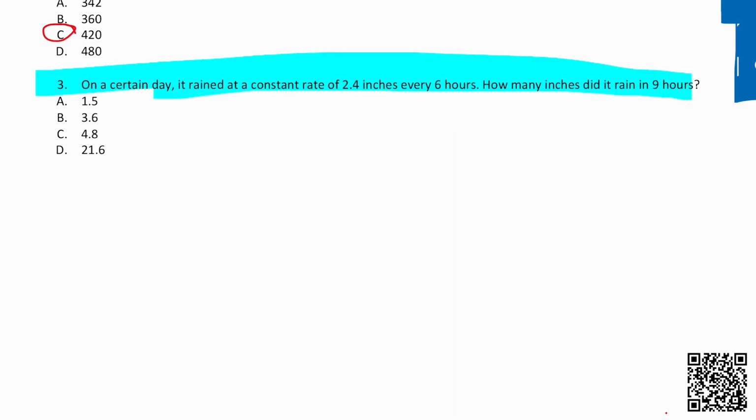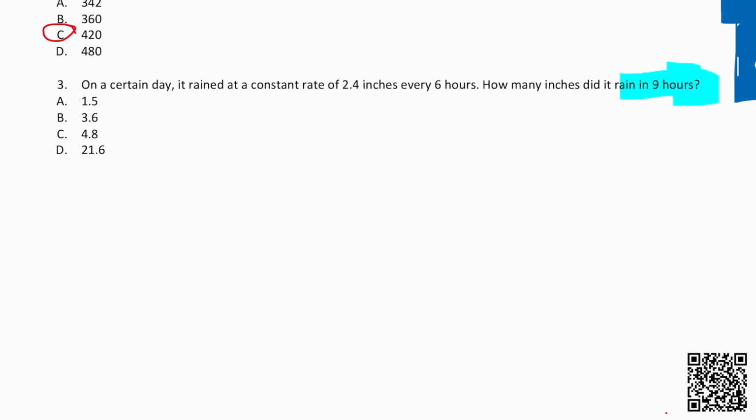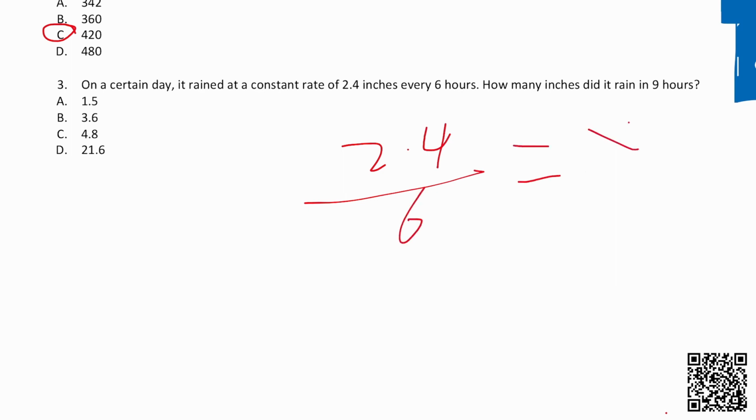All right, our last question today is, on a certain day, it rained at a constant of 2.4 inches every 6 hours. How many inches did it rain in 9 hours? So this one somewhat has the same thing as the first one, whereas we look at 2.4 and 6 would equal x and 9. That is actually a lot of rain.